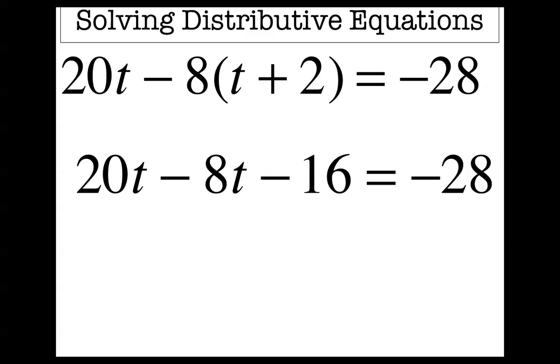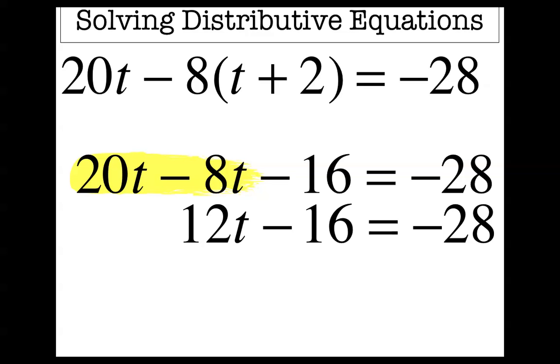Once we did that, what do we do next here? Oh, 20t minus 8t. Those are like terms. I can combine them. That's like if you had 20 tomatoes and you took away 8 tomatoes, you'd have 12 tomatoes. The rest of the equation stays the same. Now we just got to solve it. To get t by itself, I've got to get rid of the 12, but I've got to get rid of the 16 first because it's not attached.